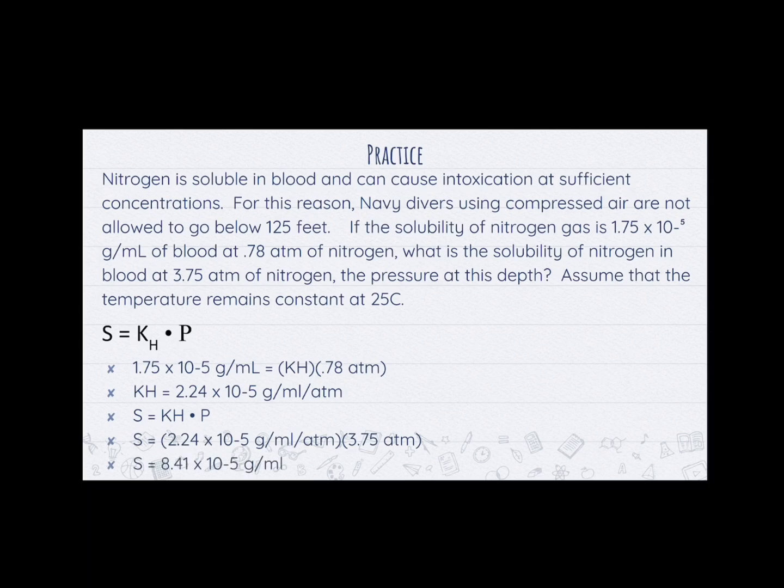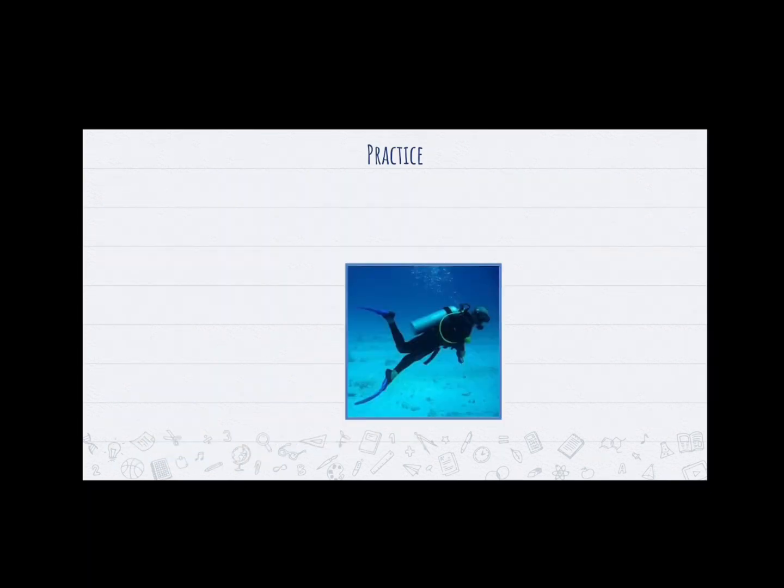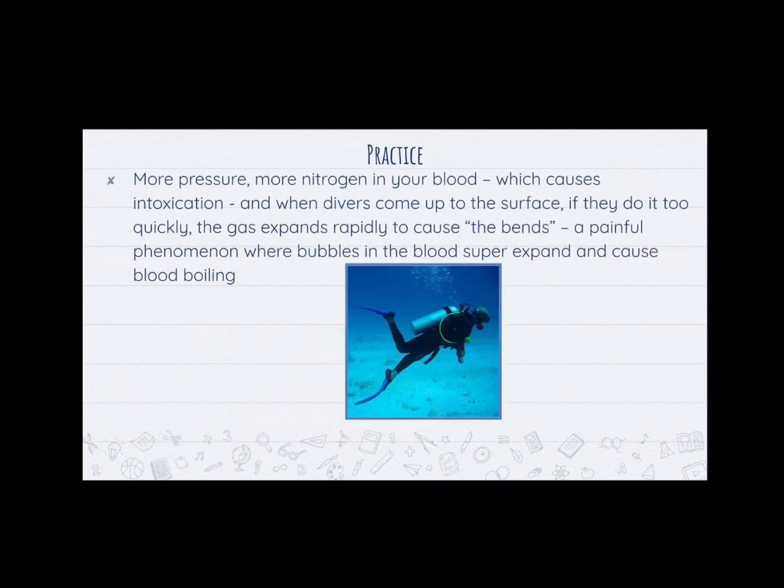And I got 8.41 times 10 to the negative fifth grams per milliliter. So this says more pressure means more nitrogen in your blood, which causes intoxication. When divers come up to the surface, if they do it too quickly, the gas expands rapidly, causing the bends, a painful phenomenon where bubbles in the blood super expand and cause blood boiling.